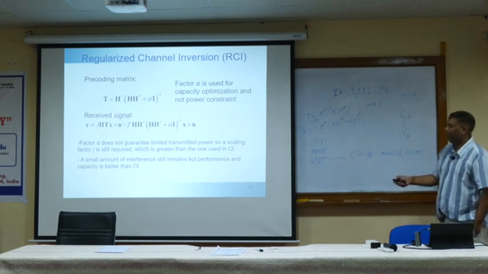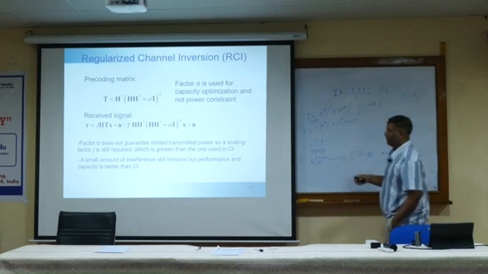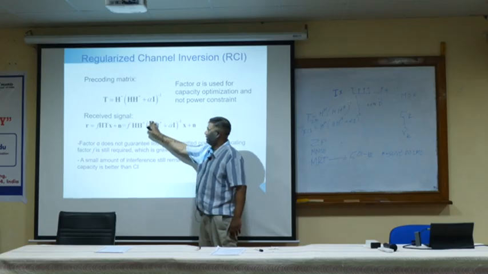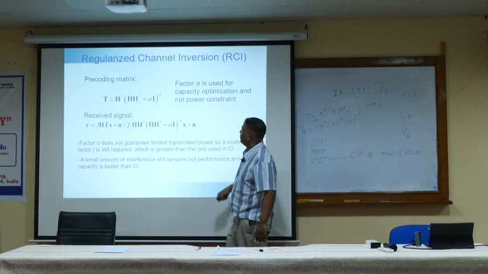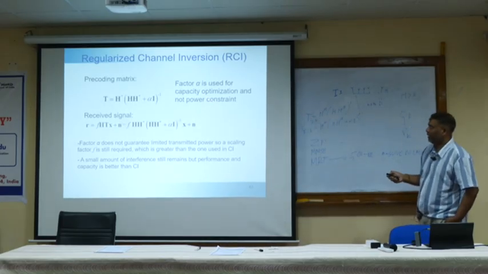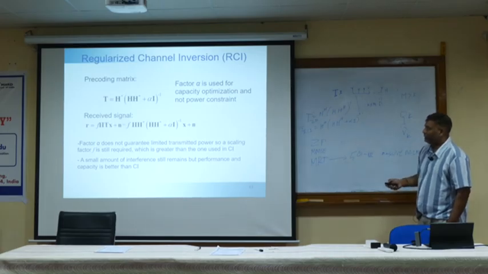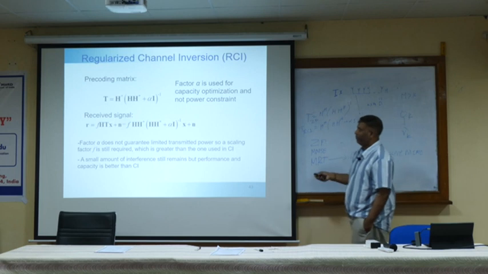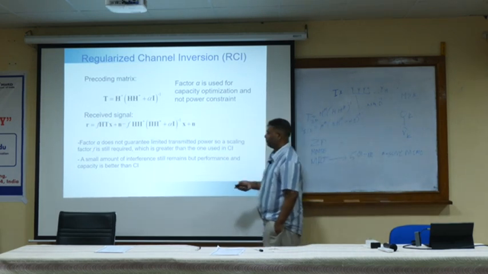This again turns out to perform better, because the channel inversion won't be an issue here, thanks to alpha times I. We can optimize the alpha such that it increases the capacity. Okay, so the scaling and all these inversion problems will be eliminated by this alpha here.